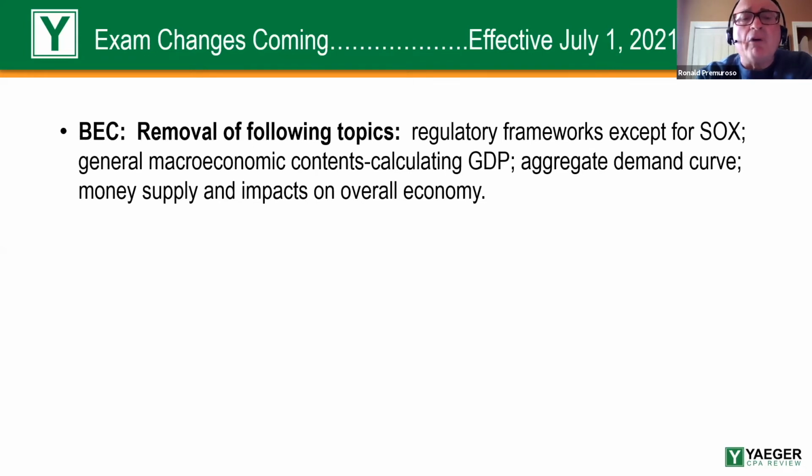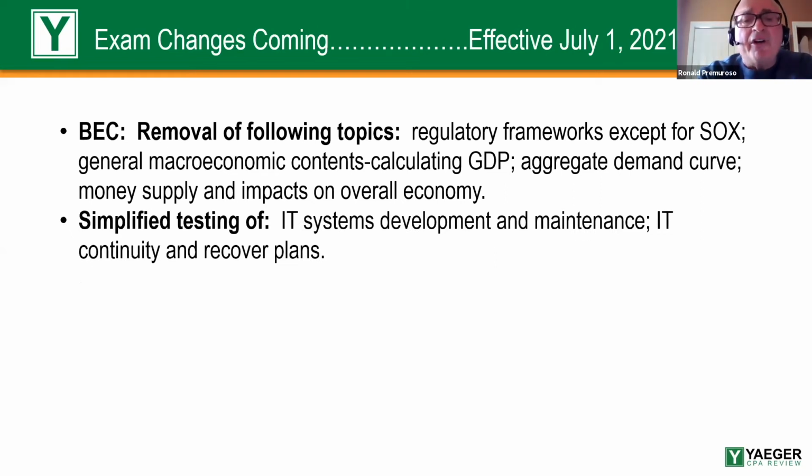Also, there were some general macroeconomic contents like calculating gross domestic product. That's been eliminated. Also, the aggregate demand curve. That's been eliminated. And finally, money supply and its impacts on the overall economy. There used to be a blueprint on that, and that's also been eliminated. At the same time, more good news. They've simplified the testing of IT systems development and maintenance, and also IT continuity and recovery plans. They've taken some of the fluff out of that and made it pretty basic for a senior level accountant on what they should know and be able to answer regarding system development, maintenance, continuity, and recovery plans.